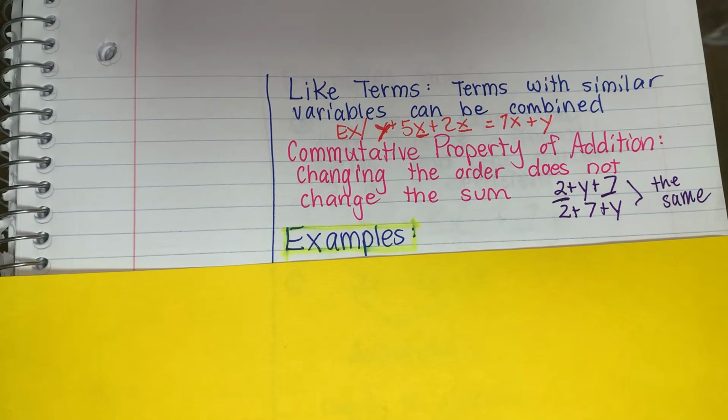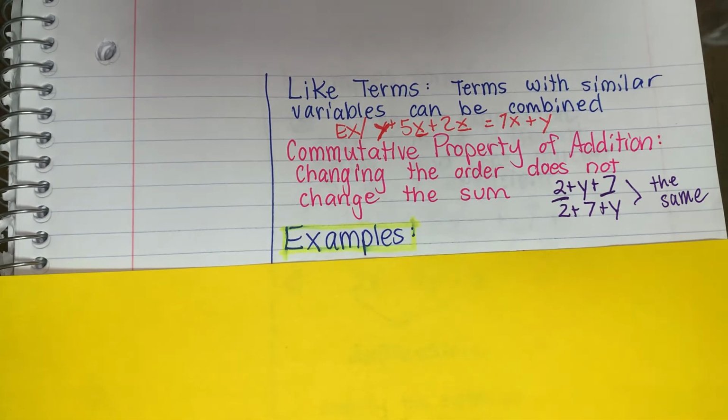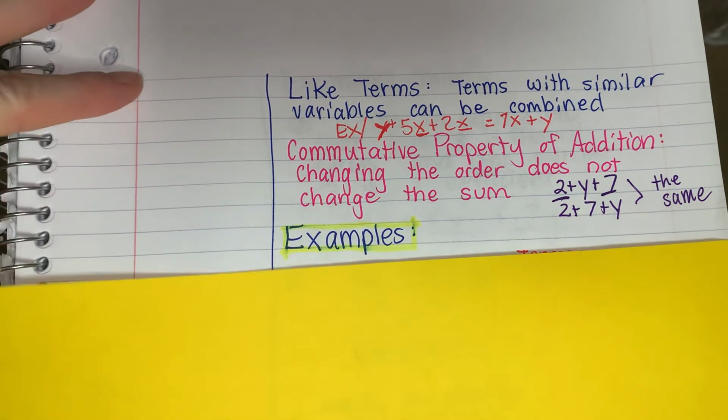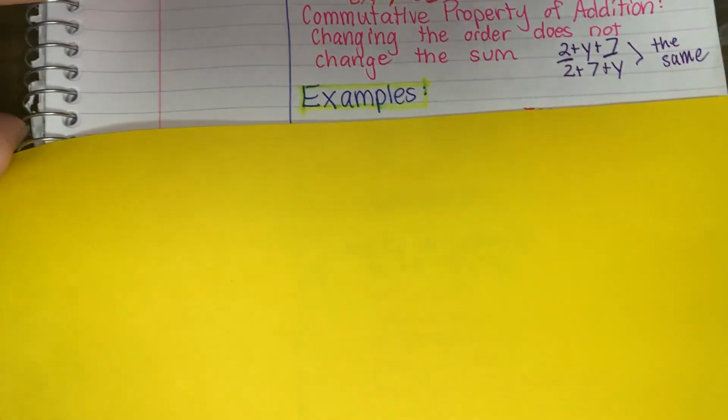That's what the commutative property says. You can move the numbers around in addition, and you're still going to end up with the same thing. 2 plus 7 is 9. Well, 2 plus 7 is 9 here too. It's not going to make a difference. All right, let's take a look at some examples here.